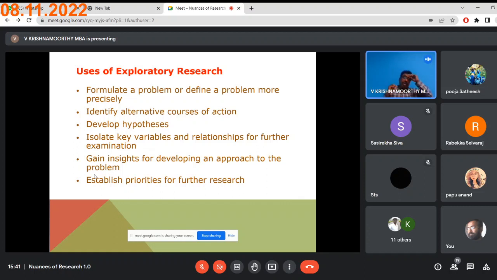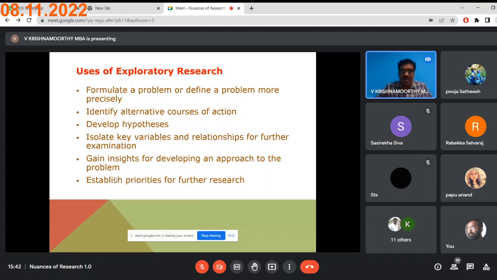Sometimes hypotheses can be classified in other ways, for example, directional hypothesis and non-directional hypothesis. What is a directional hypothesis? If you are able to predict the impact of the independent variable on the dependent variable exactly or accurately, that is a directional hypothesis. What is a non-directional hypothesis? If you are not in a position to predict the impact of the independent variable on the dependent variable, that is a non-directional hypothesis. So with the help of an exploratory study, you can develop some hypotheses. You can also identify key variables and relationships. Similarly, you can get some insight. You can also establish priorities for further research.